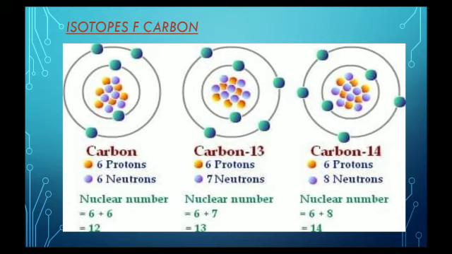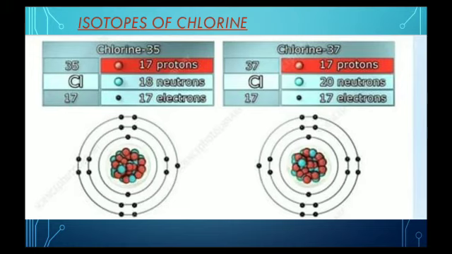Then comes the isotopes of chlorine. Again, chlorine has two isotopes which are natural, and these are Cl35 and Cl37.